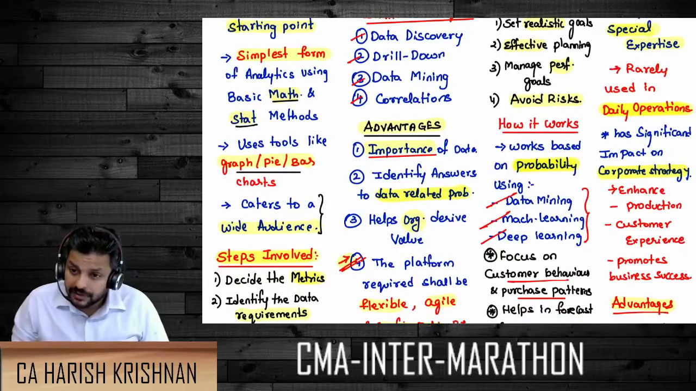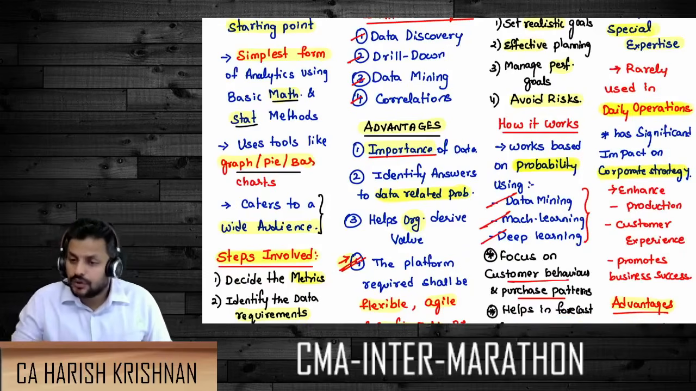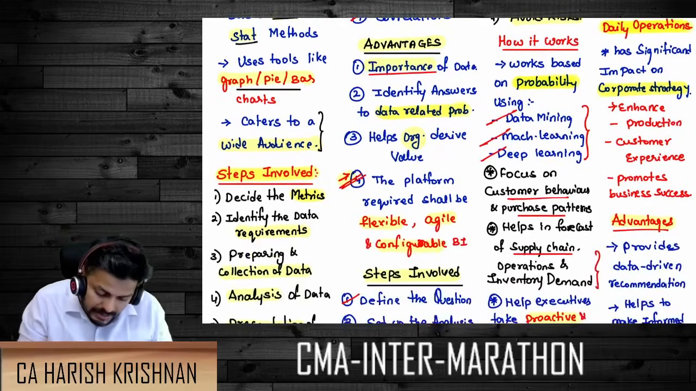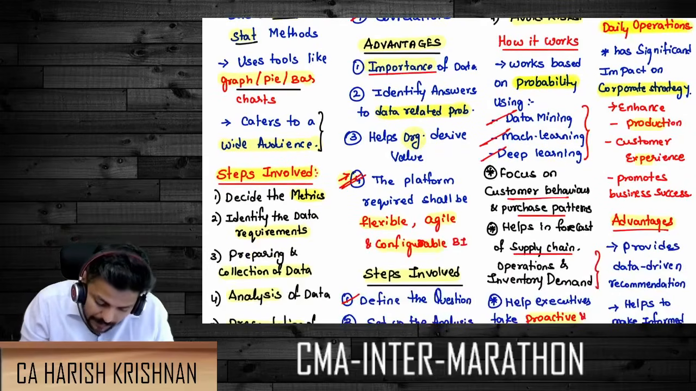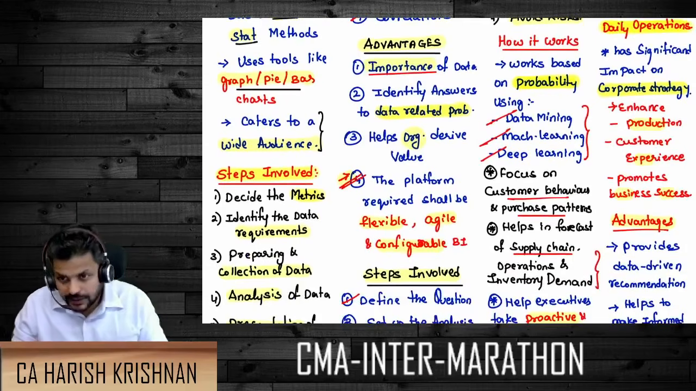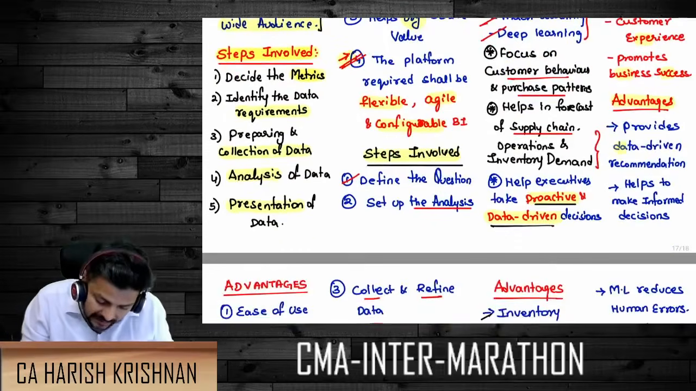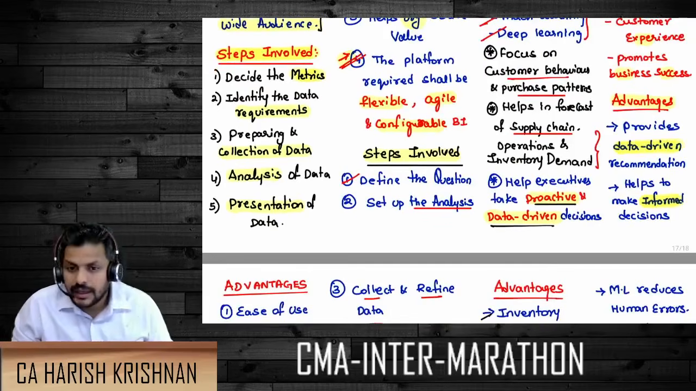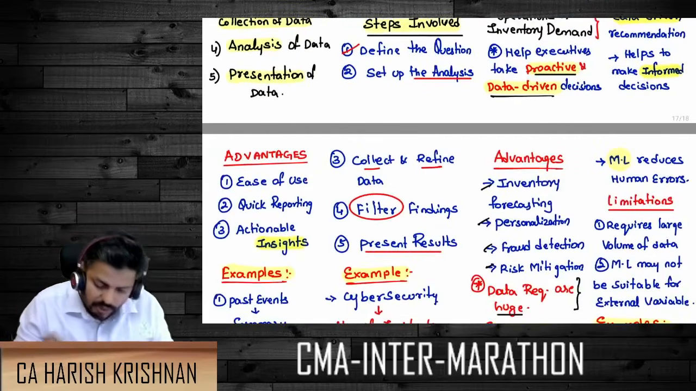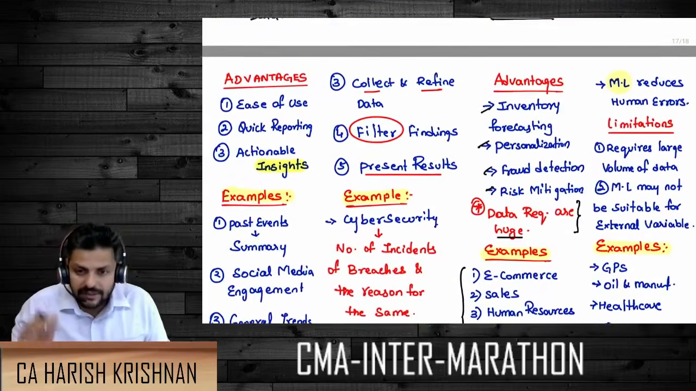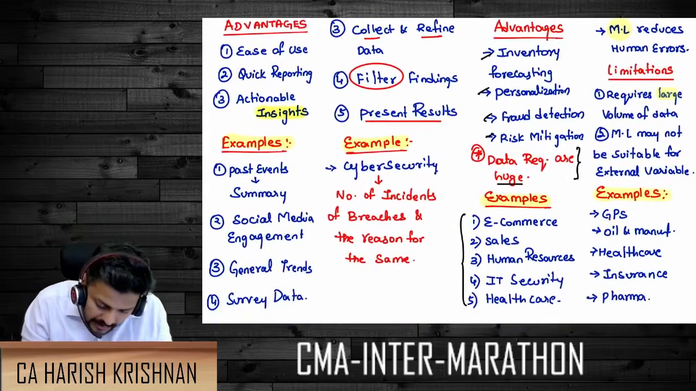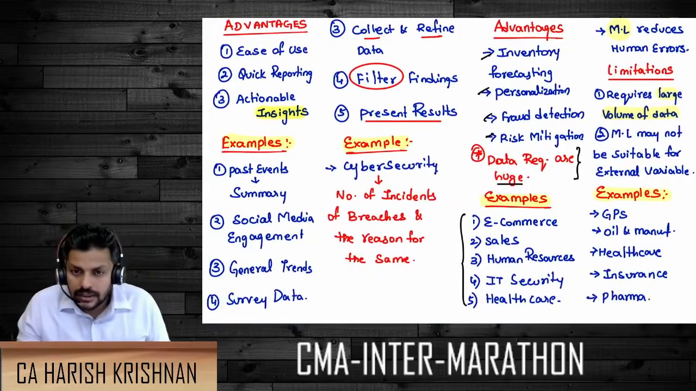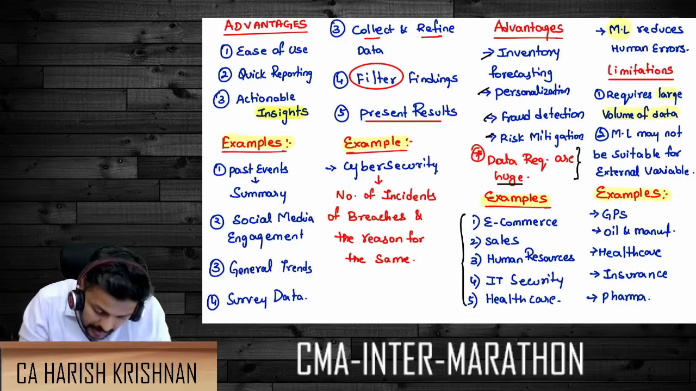Today machine learning and deep learning techniques are definitely used for prescriptive analytics. It enhances the customer experience and promotes business success also, if it goes right. It provides data-driven recommendations, not random ones, helps you make informed decisions, and machine learning reduces the amount of human error, no doubt about that. Having said all of that, it again requires a large volume of data, and machine learning may also be suitable for external variables.